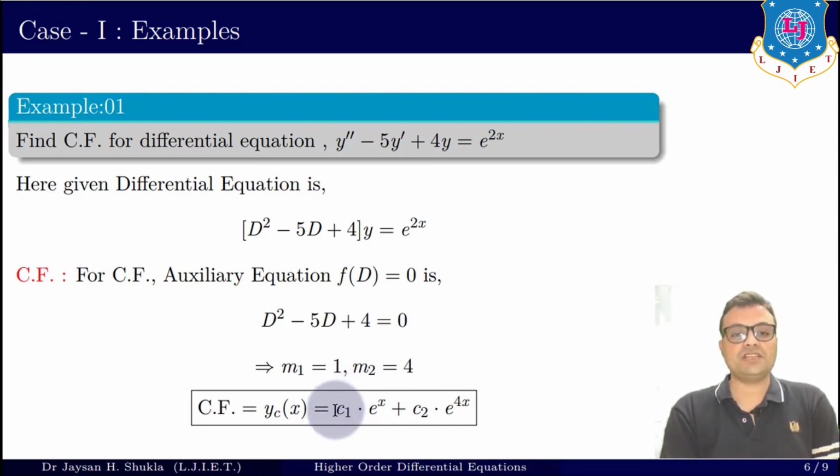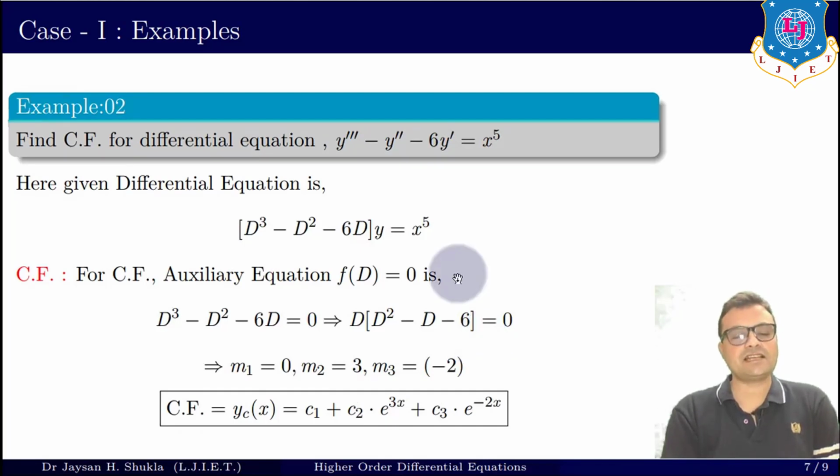It is c1 times e raised to m1x, which is 1 into x, plus c2 times e raised to 4x, which is 4 into x. There is no certain rule for the orders of the root. You can consider this 4 in the first position and 1 in the second position. It is also a valid solution.